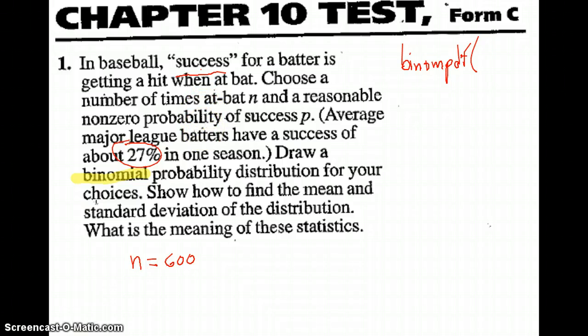All right, where was I? Just got interrupted there. All right, choose a number of times at bat, and oh yeah, I was saying that they don't even always count. Again, baseball specifics you don't need to know, and a reasonable non-zero probability of success p. Oh, I don't know. How about I choose the one you gave me, 0.27?